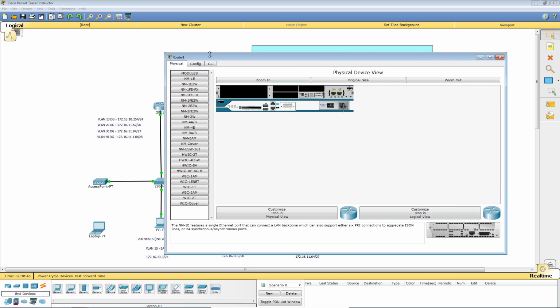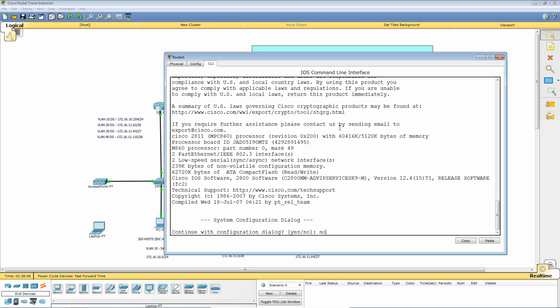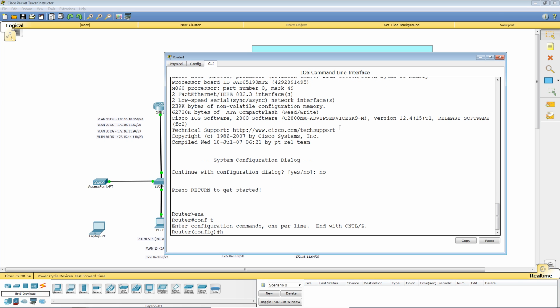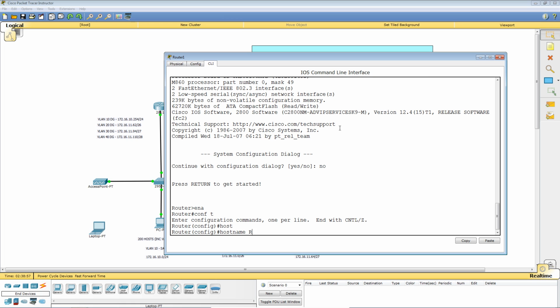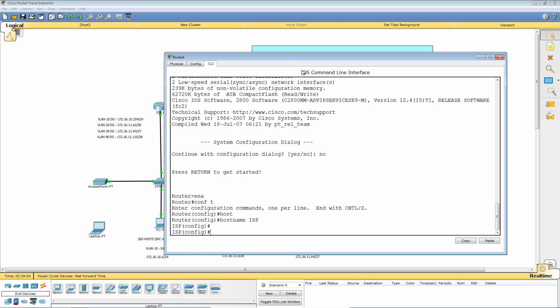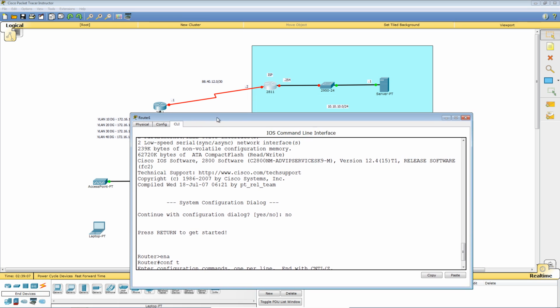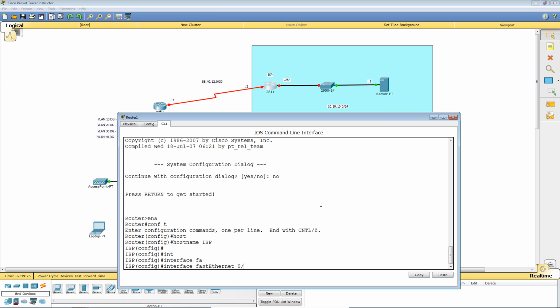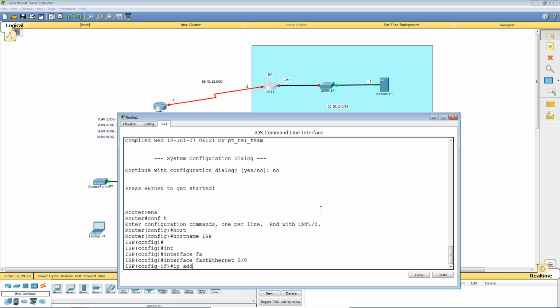A little bit of IP addressing quickly on the service provider. Just say no to the setup configuration dialog. Enable, conf t, hostname ISP. We'll be using the abbreviations quite a lot, I think, now. Okay, so what do we want to do here? Let's have a look. We want to go into the Fast Ethernet 0/0 interface first of all and give it the IP address of 10.10.10.254. Interface Fast Ethernet 0/0, ip add. That'll work. Abbreviate it.